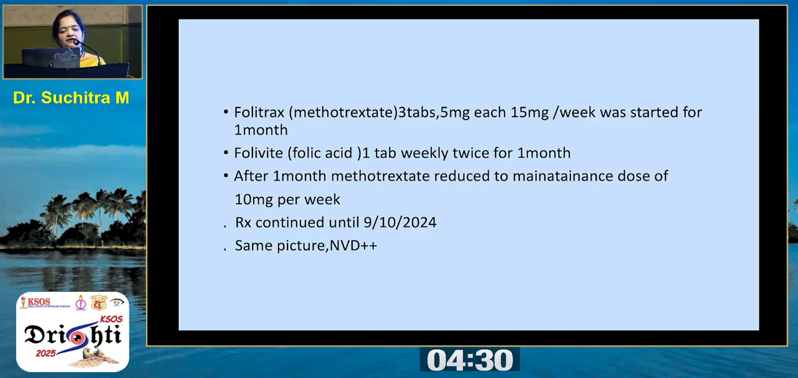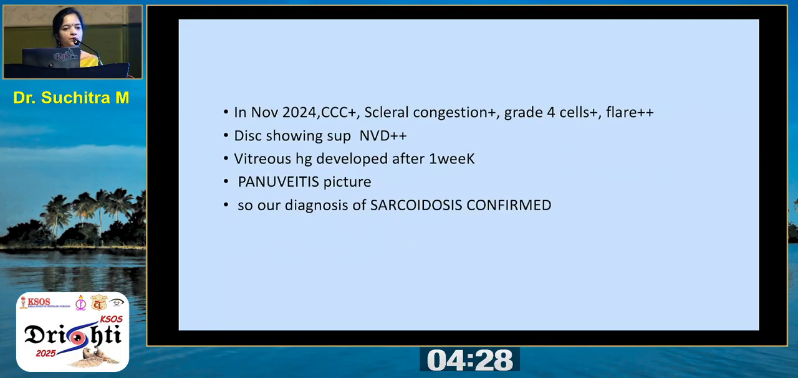Same picture, NVD. So in November, she came back with circumciliary congestion, scleral congestion, pain, grade 4 cells, flare, etc., and the disc still showing neovascularization. One week after this presentation, she developed the same dense vitreous hemorrhage which we saw in the beginning. So now it was a panuveitis picture. Sclera was involved, anterior segment was involved, and posterior segment was involved. So we were almost sure now that we were dealing with sarcoidosis.